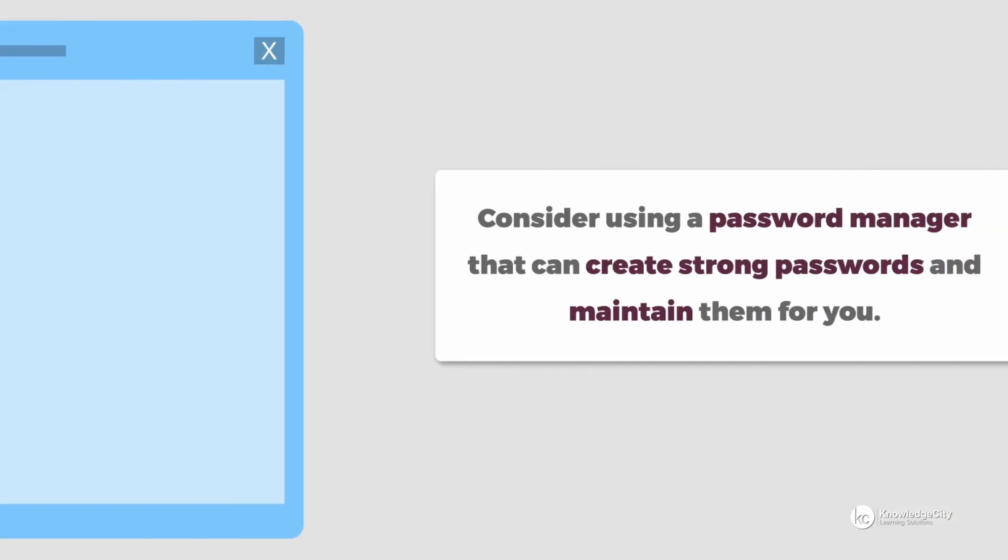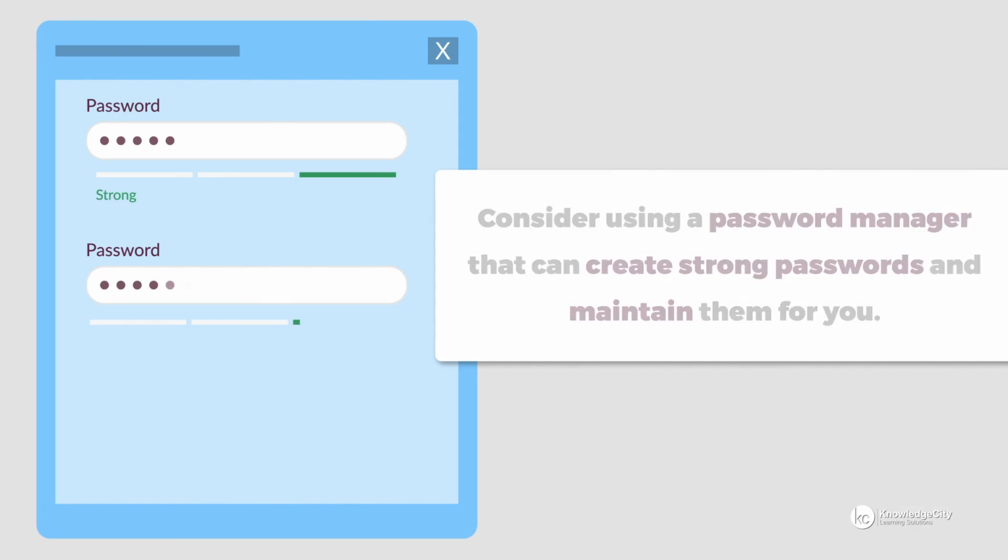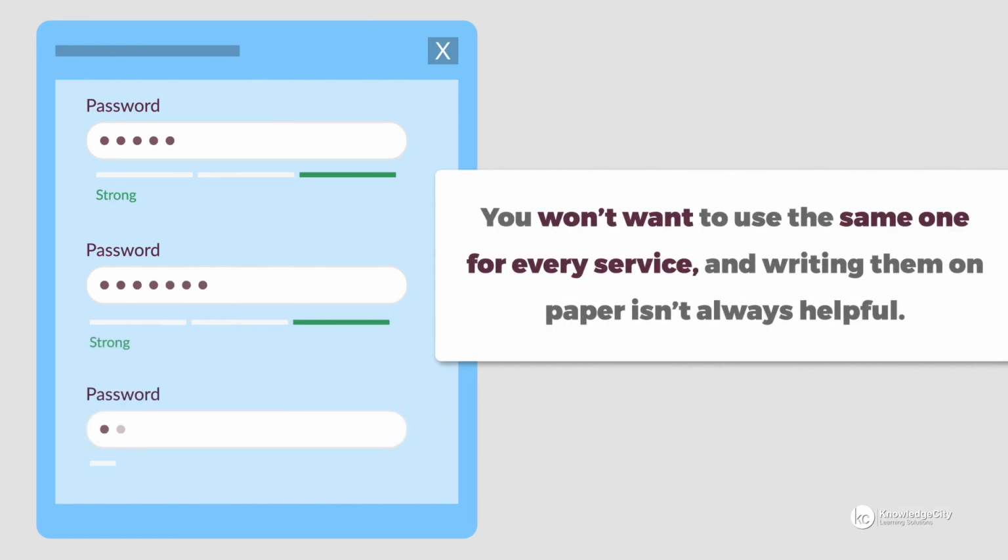When logging in to various websites and services, consider using multi-factor authentication. Adding an extra level of security can prevent people from hacking your devices. Consider using a password manager that can create strong passwords and maintain them for you. You won't want to use the same one for every service. And writing them on paper isn't always helpful.